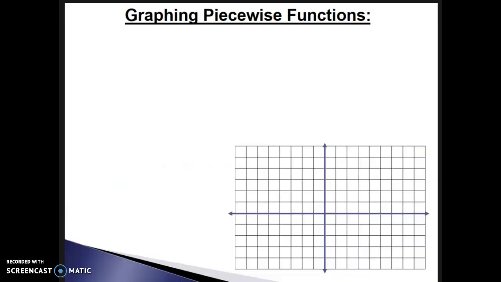Okay, so when you are graphing piecewise functions, remember what a piecewise function looks like. So we have this function, f of x is equal to x squared plus 1 when x is less than 0, and f of x equals x minus 1 when x is greater than or equal to 0.